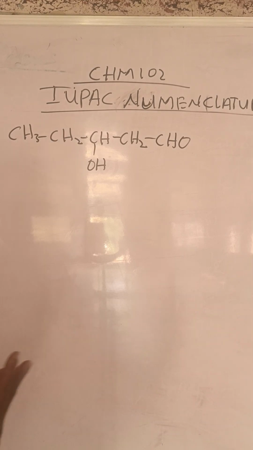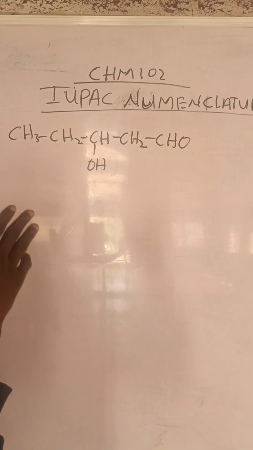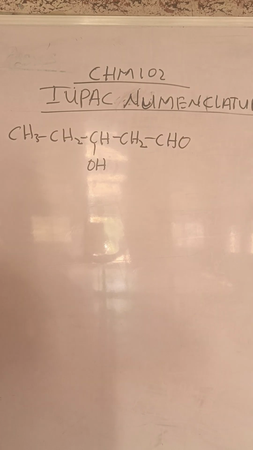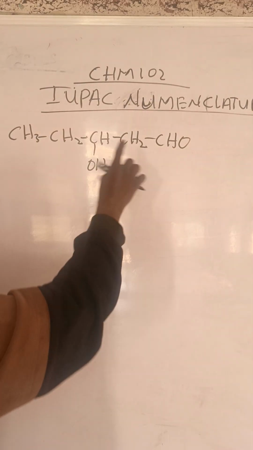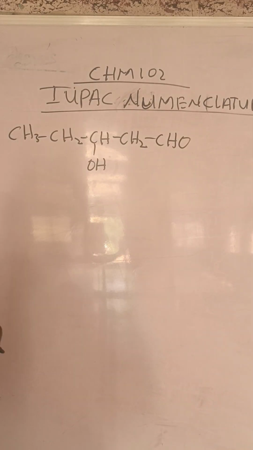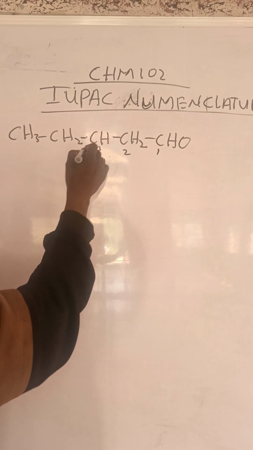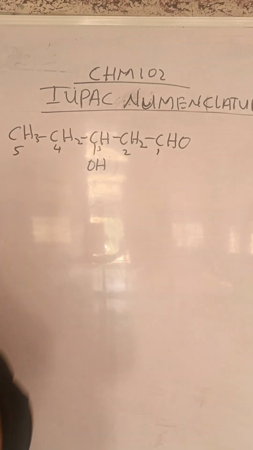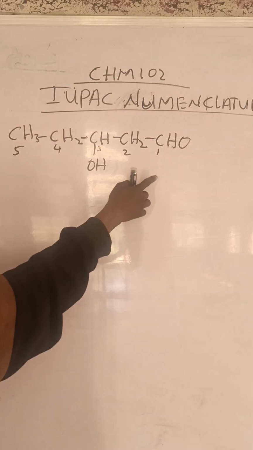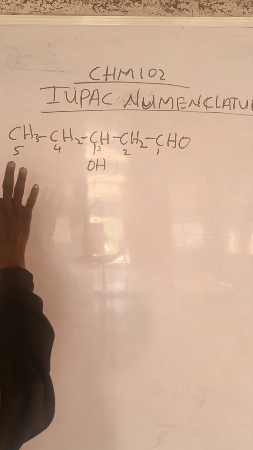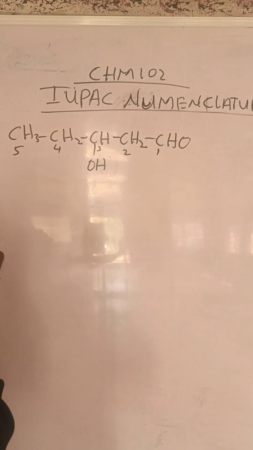We don't need to stress ourselves again. We don't need to consider the longest chain or where we are going to start naming the carbon atom. Since we have a functional group here, the functional group will show the direction if you want to name the particular compound. That is 1, 2, 3, 4, 5. Now, if I count it this way, we have 5 carbon atoms. And any 5 carbon atom, we call it pent. Pent is for carbon atom.